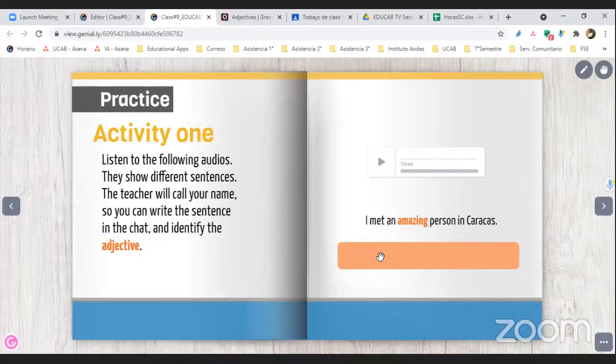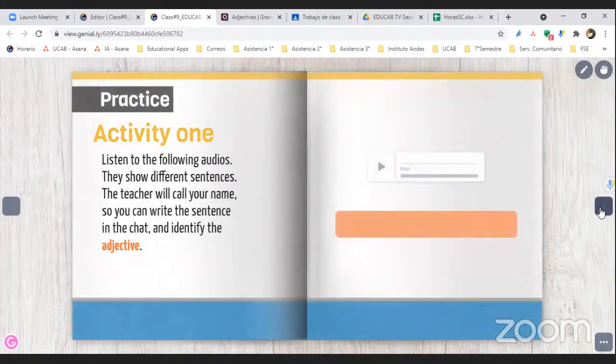So I met means that I just, like, conocí, yo conocí, okay? So I met an amazing person in Caracas. It wasn't a name or something or just one word. It was the pronoun I, okay, I, and met was the verb, okay? It is the past tense for meet, okay, meet. So I met an amazing person in Caracas. Good job, Esteban, good job, okay? Thank you very much for participating. Okay, let's go to the next one.